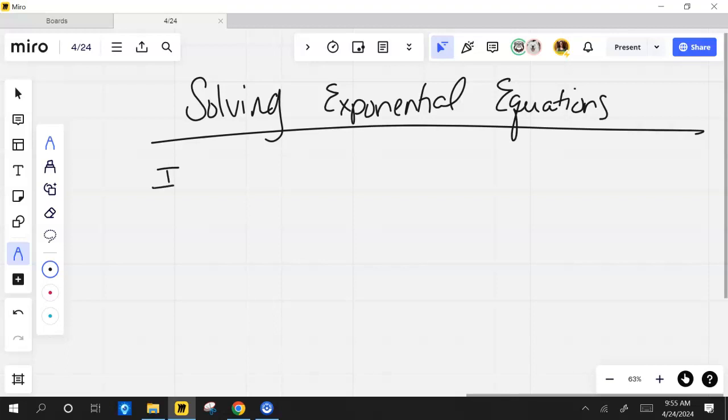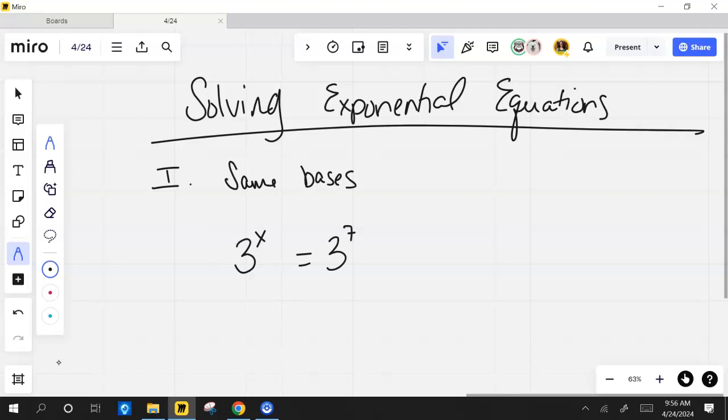Scenario number 1. This is a Roman numeral 1, by the way. If I start out where the bases are the same initially, okay? Now, think about this for just a second. If I told you 3 to the x equals 3 to the, I don't know, 7th, that's pretty easy. You would tell me what? What does x equal? 7. There's nothing else it can be, right?